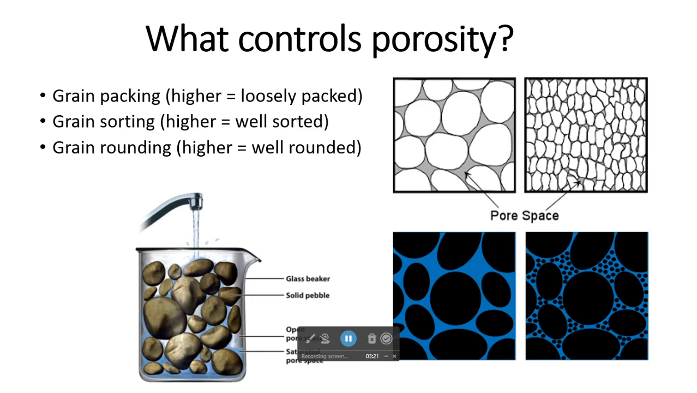Grain sorting, which is a sedimentary rock feature we discussed, so whether there's large grains and small grains, or it's poorly sorted versus when it's well sorted. Typically, you get higher porosity when you have well sorted materials and lower porosity when you have poorly sorted materials. And then finally, grain rounding can actually have an influence on the porosity, so how round or angular the grains are. When the grains are very round, you get a higher porosity.